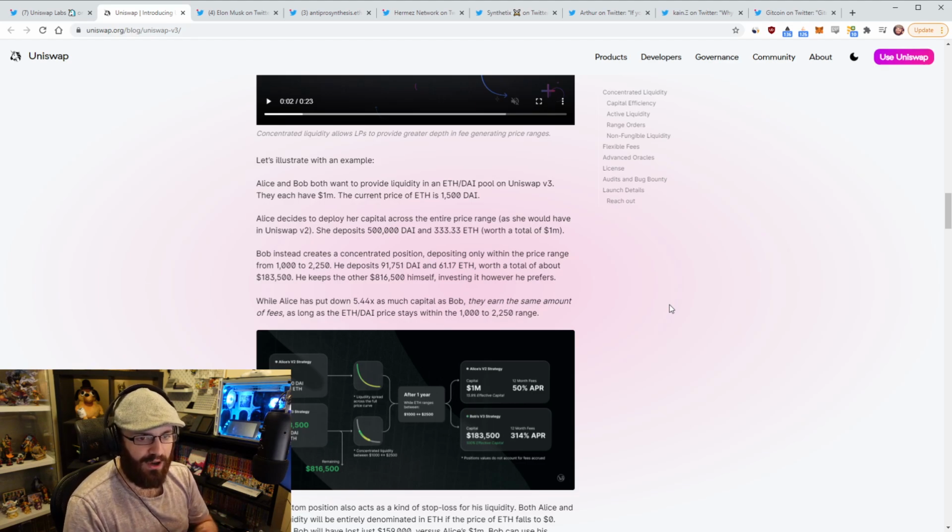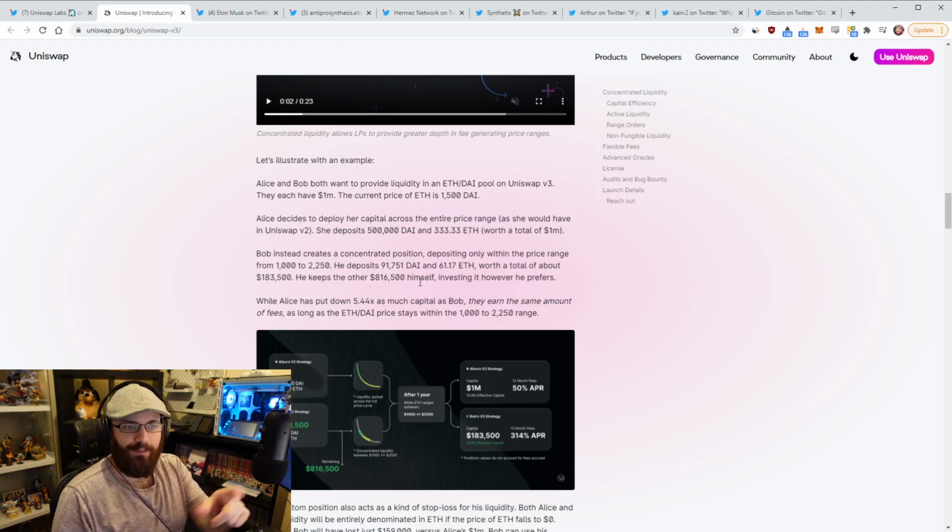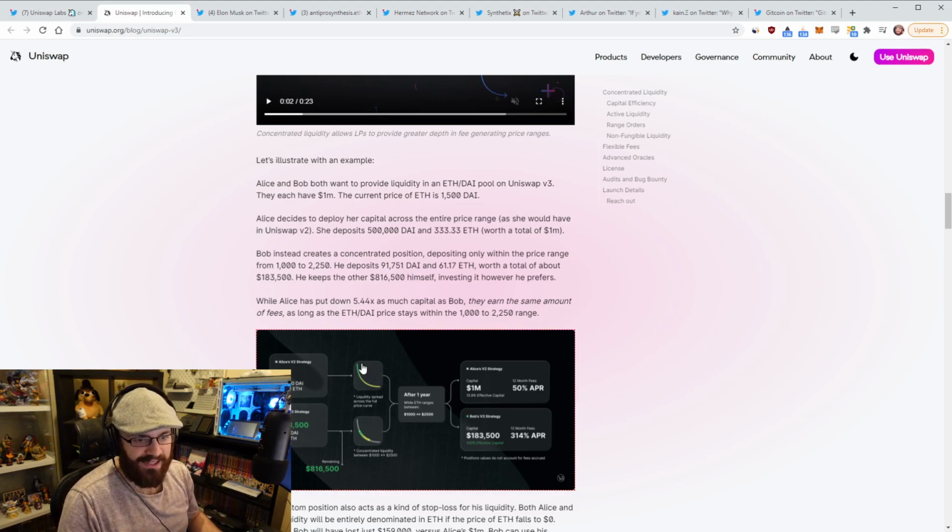If it works as advertised, which I'm sure it does, I don't think they would have put this out there if it didn't work as advertised. The capital efficiency here is absolutely massive, right? Absolutely insane. You can see here that if two people had $1 million to deposit, and one of them deposited $1 million and LP'd between the price range of $1,000 and $2,250 for ETH, the other wouldn't have to LP the whole $1 million. They could LP, I think, $184,000 instead, and still capture the same amount of fees or more fees. They say you'll capture a lot more fees than you would have having to provide the entire $1 million of liquidity.